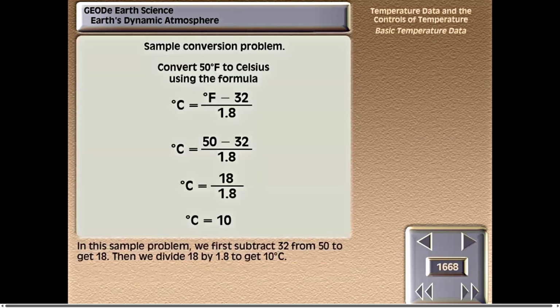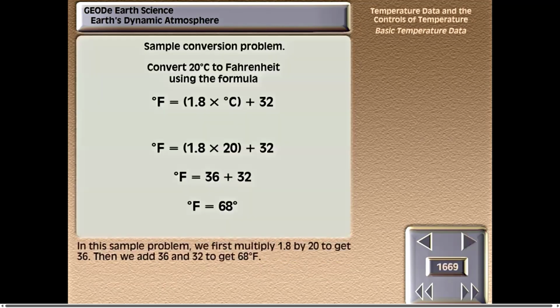In this sample problem, we first subtract 32 from 50 to get 18. Then we divide 18 by 1.8 to get 10 degrees Celsius. In this sample problem, we first multiply 1.8 by 20 to get 36. Then we add 36 and 32 to get 68 degrees Fahrenheit.